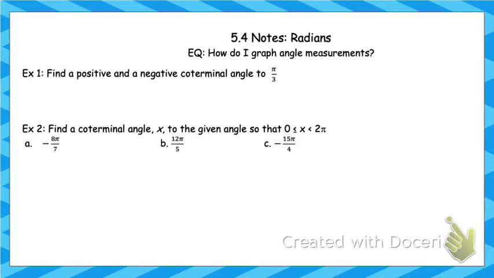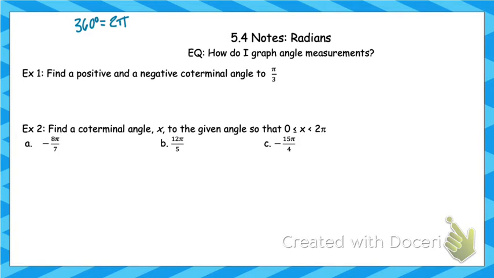Hi guys. So today we are going to do some of the same stuff that we did last class with degrees, except we are now going to look at those measurements in radians instead. So we did an activity in class where we learned that a full circle, which is 360 degrees, is 2 pi radians. So we're going to use that to help us find coterminal angles to start.